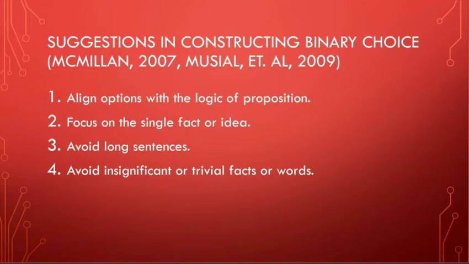Number three, avoid long sentences because this might obscure the thought. Number four, avoid insignificant or trivial facts or words, because students may commit error not because they do not know the answer, but because of the unnecessary facts that we included in the test item. Fifth, avoid negative statements. So the items are not confusing, because if there are negative statements, it will be confusing, and then you are asking your learners to choose between yes or no. Remember, if it's double negative, it becomes confusing. Are we going to answer based on the negative word, or based on the positive part of the item? So again, avoid negative statements.